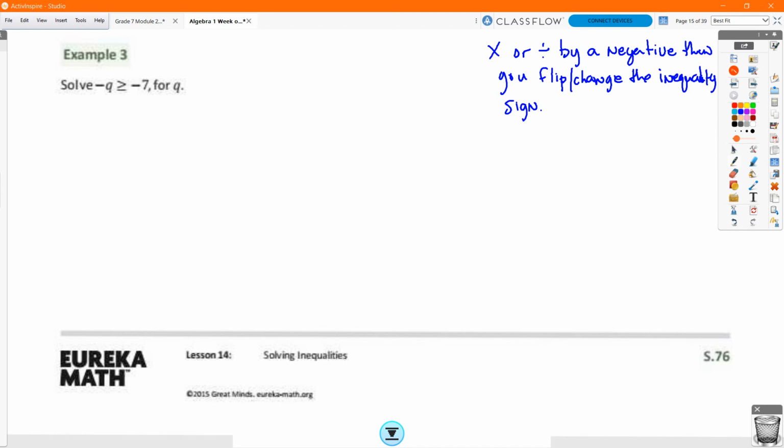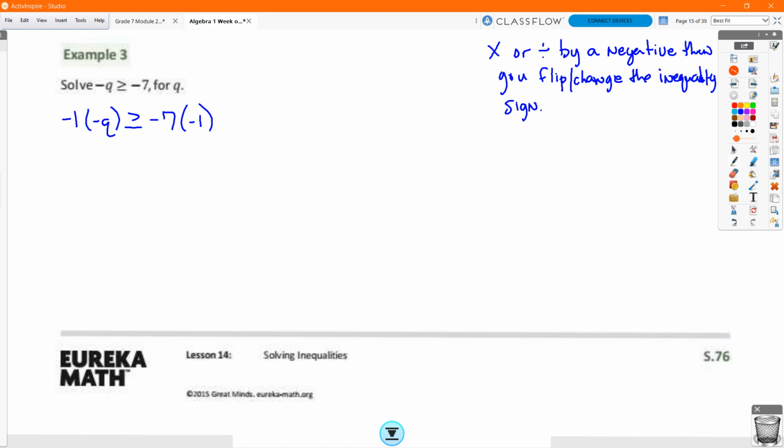All right, so for example, looking at negative q is greater than or equal to a negative 7, okay, I have to get rid of that negative q. So what number can I multiply by to turn it into a positive without changing the coefficient of q? I can multiply anything by negative 1. So I'm going to take a negative 1 and multiply it by a negative q. That'll turn it positive, is greater than or equal to a negative 7 times a negative 1.